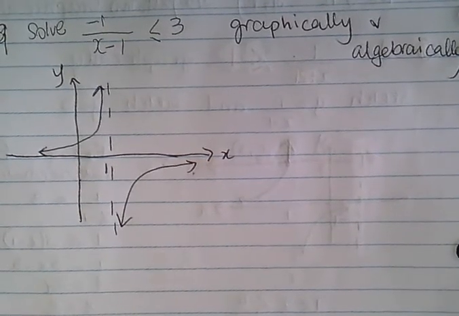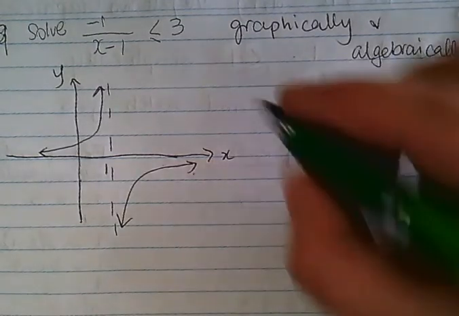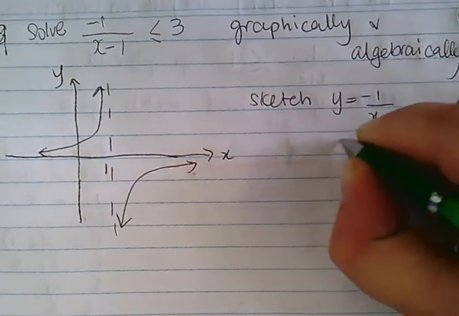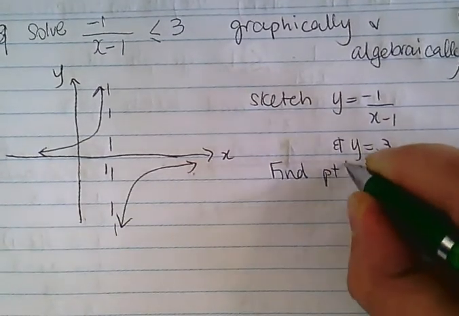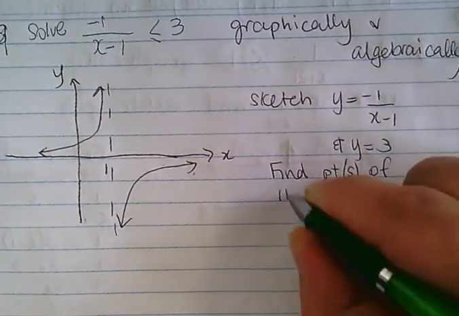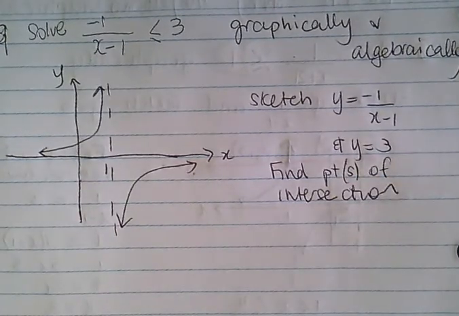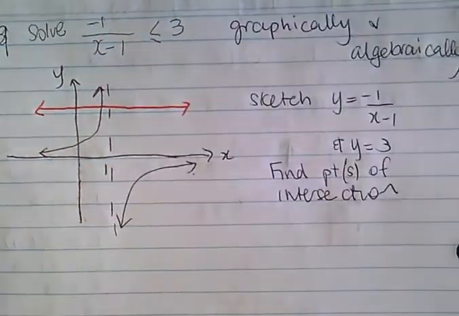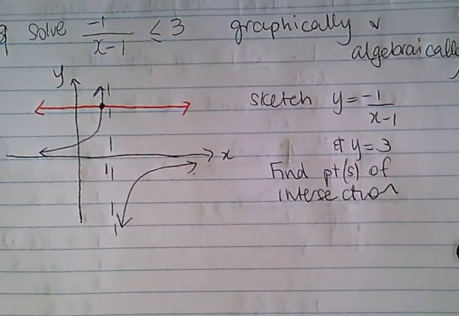While we're here, let's throw in the y-intercept. So we're going to sketch y equals -1 over x minus 1 and y equals 3, and then we're going to find the point or points of intersection. I can just put y equals 3 roughly. Again, there's only 1 point. So I'm going to have to do some others that actually have more than 1 point. I'm going to do 2-point ones in a minute. Make one up myself.